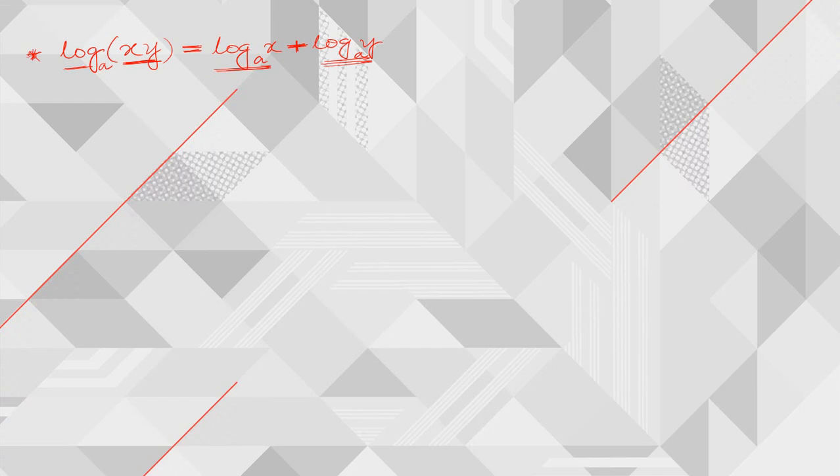So log of x into y to the base a is equal to log x to the base a plus log y to the base a. This is nothing but what we call the product rule. Now let us see how to prove this. So let us see the proof.